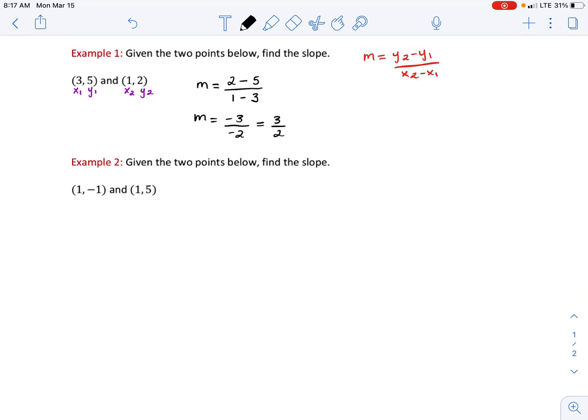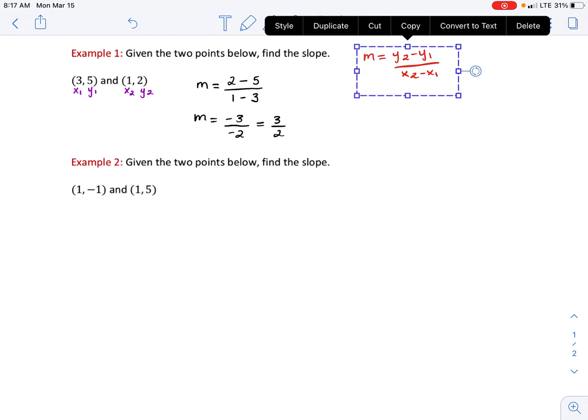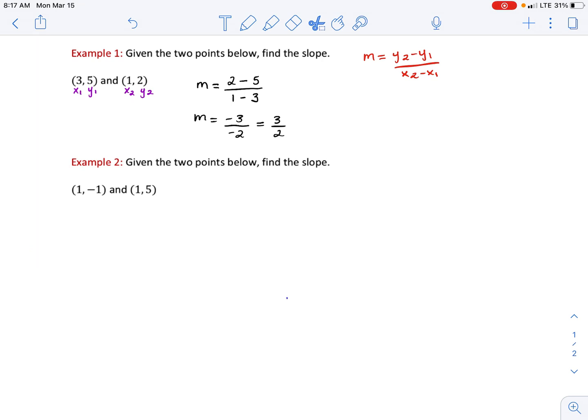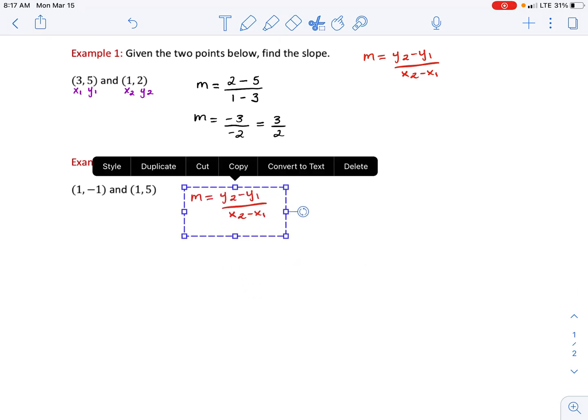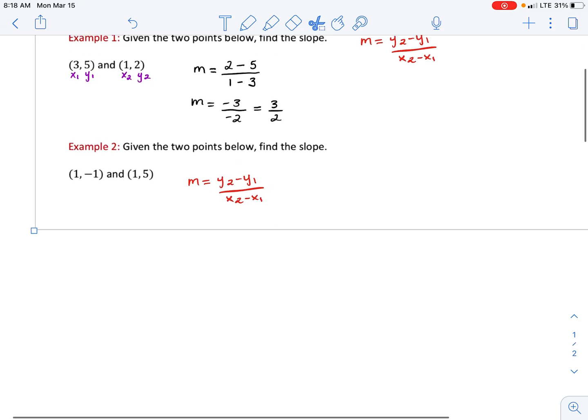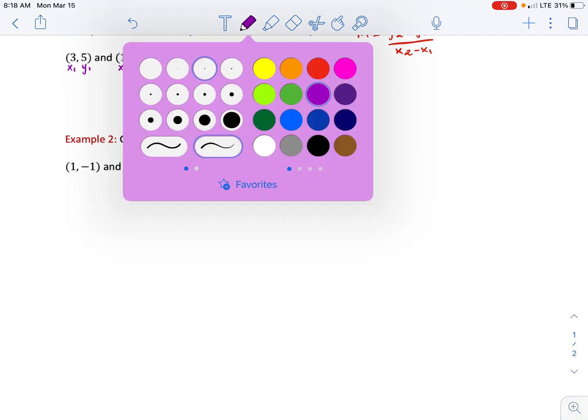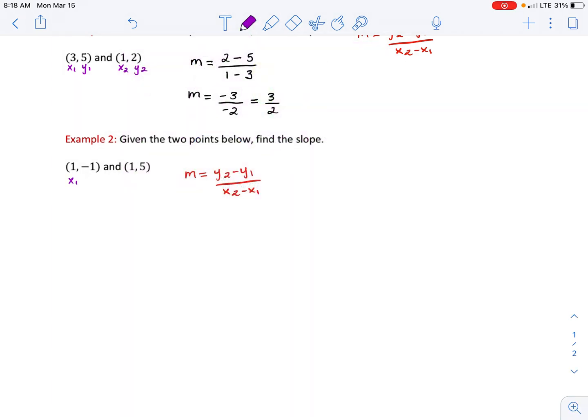So now in this example, we're going to do the same idea. Recall that this is my formula: m, the slope, is equal to y2 minus y1 over x2 minus x1. And so I'm just going to label my points again. This is x1, y1, x2, y2. And now I'm going to just plug into the formula.